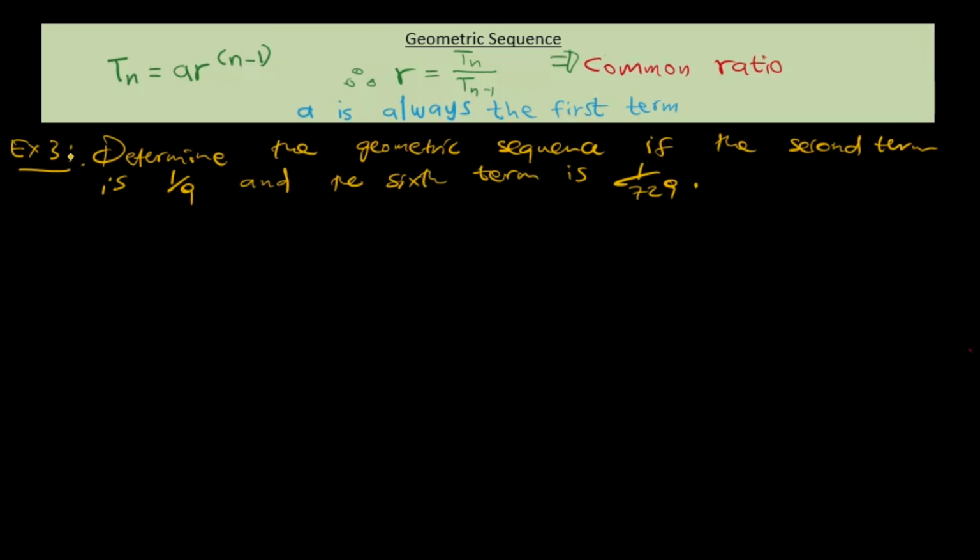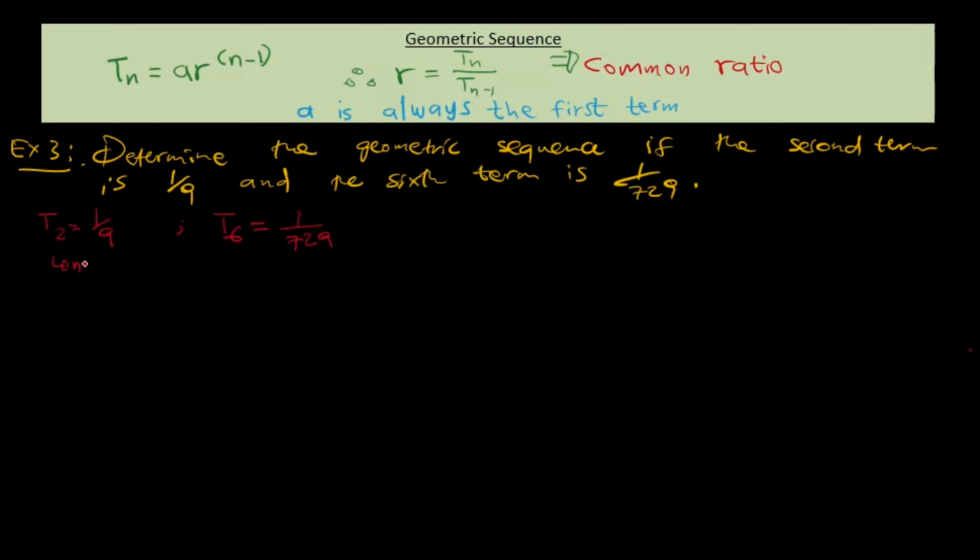All right, example number 3. Determine the geometric sequence if the second term is 1 over 9, and the sixth term is 1 over 729, right? What do we know? This is a geometric sequence. From the question, we know that the second term, T2, is 1 over 9. And we know that the sixth term, T6, is equal to 1 over 729.